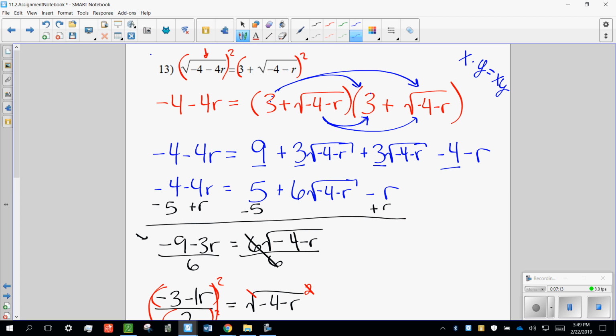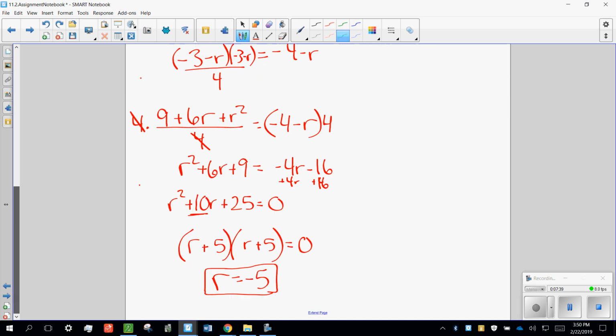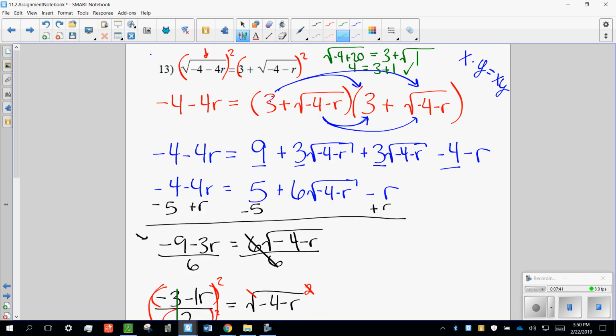So if I plug in a negative 5 at the top, it would be the square root of negative 4 plus 20 is equal to 3 plus the square root of negative 4 minus negative 5 is 1. So that's the square root of 16, which is 4. Is that equal to 3 plus the square root of 1, which is 1? It sure is. And so our answer, all the way down at the bottom, r equals negative 5.